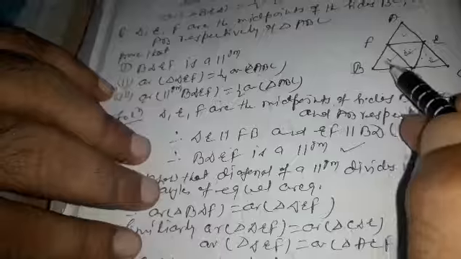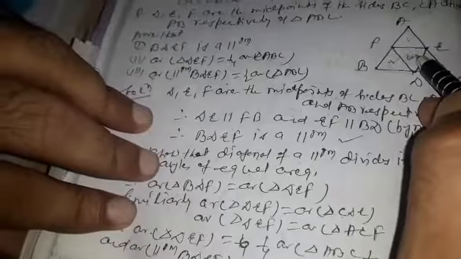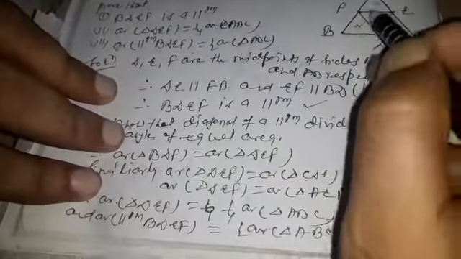Now BDEF means the area of 2 triangles. So BDEF is equal to half the area of triangle ABC, because triangle ABC is divided into 4 triangles of equal area. So the sum of the areas of 2 triangles is equal to half the area of triangle ABC.